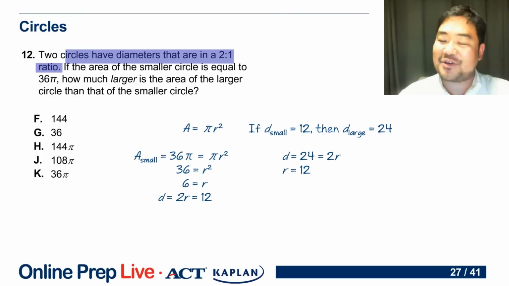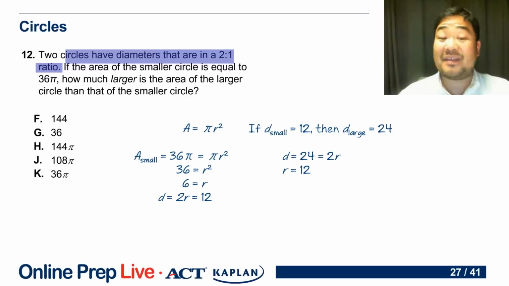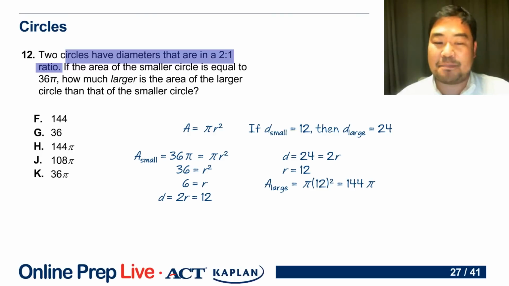And one other thing we can figure out about this circle, if we know the radius, you know the area. Area is equal to pi r squared. So when we plug in 12 for r, the area of the larger circle is going to be 144 pi. Great. So the area of the larger circle is 144 pi. But let me ask you this. Are we done?